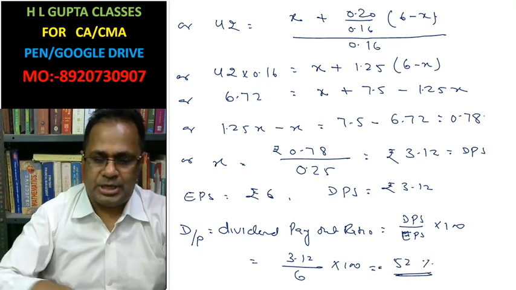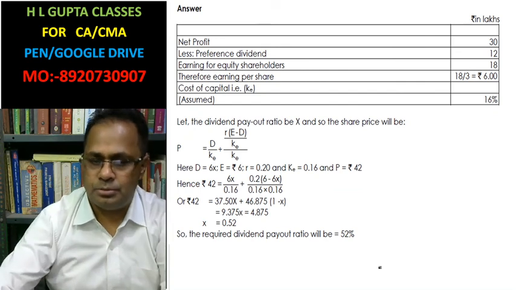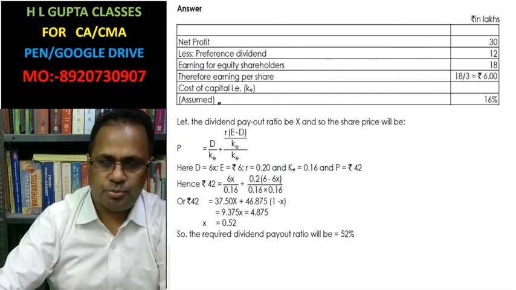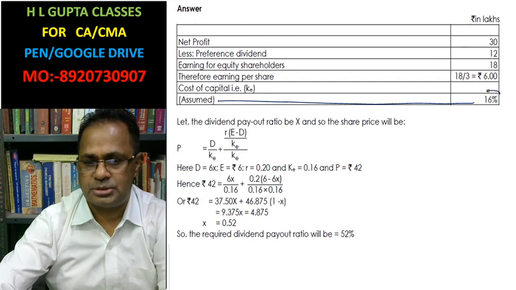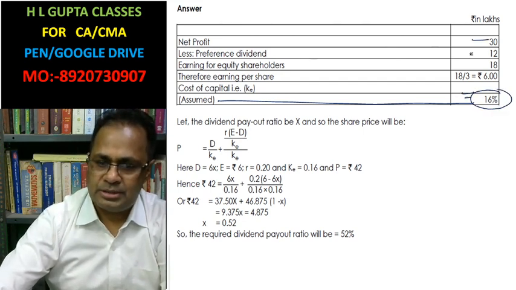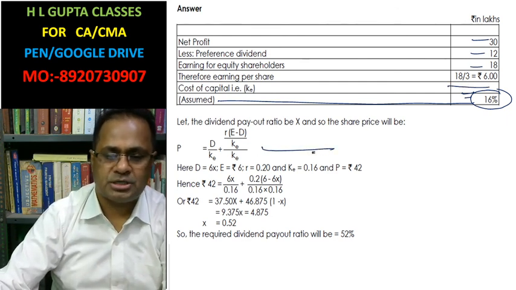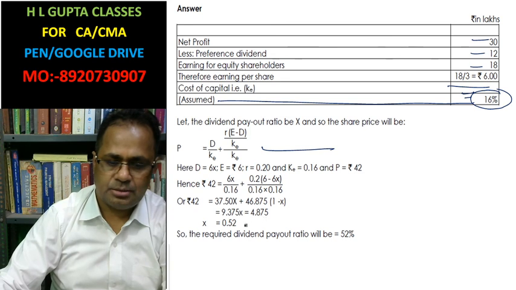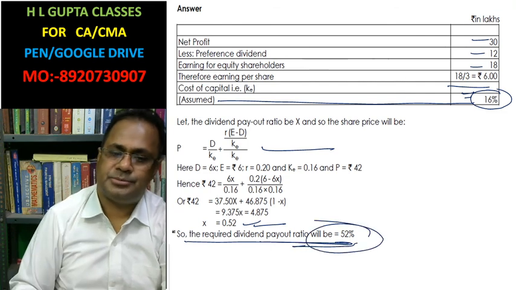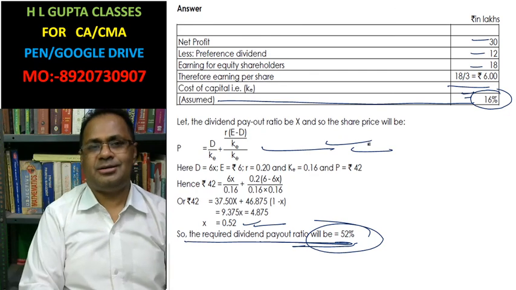Okay, look at the answer in your book solutions. It is assumed 16%; whatever you want to put, you can. This rupees 6 is the formula of Walter's model, and solving this, X equals 0.52. So the required dividend payout ratio is 52%. This question is completed. Okay, thank you class.